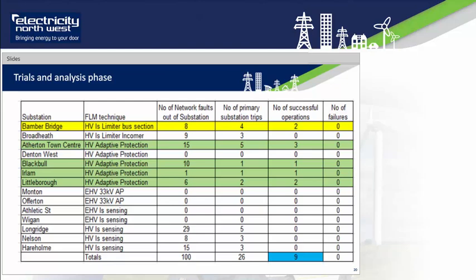In green, we have had 7 adaptive protection operations: 3 at Atherton Town Centre, 1 at Blackpool, 2 at Littleborough, and 1 very recently at Earlham. We have had no failures of any of the techniques.